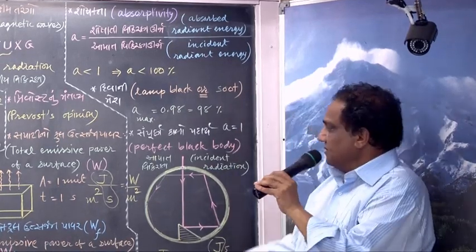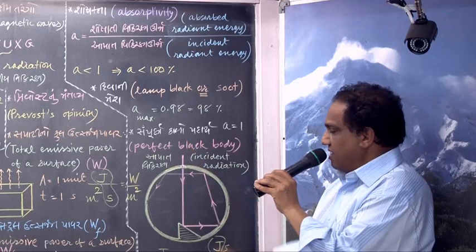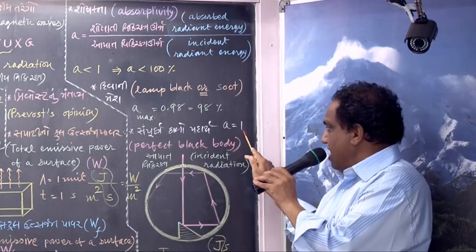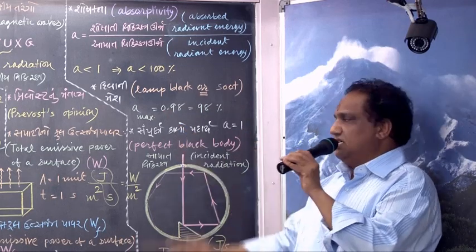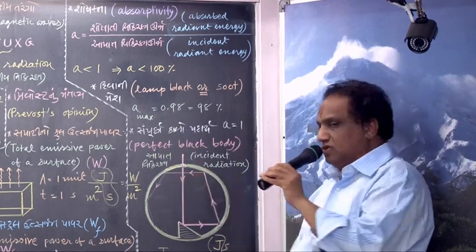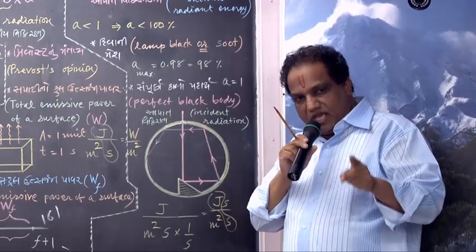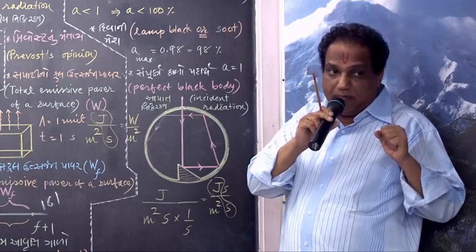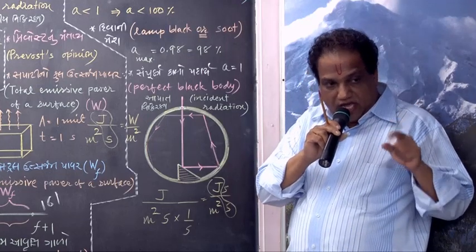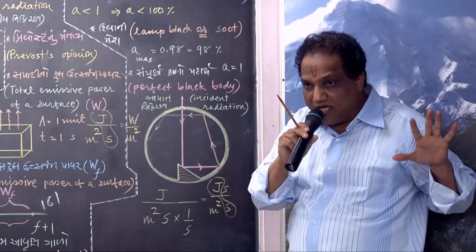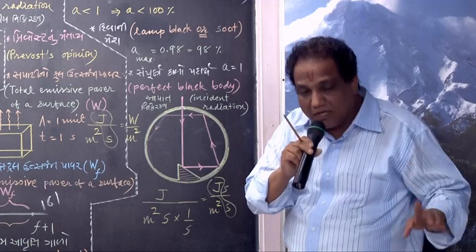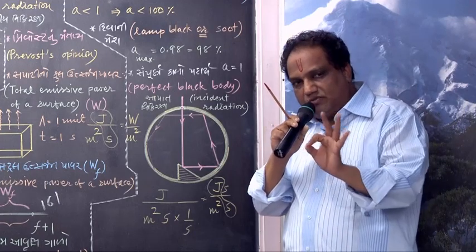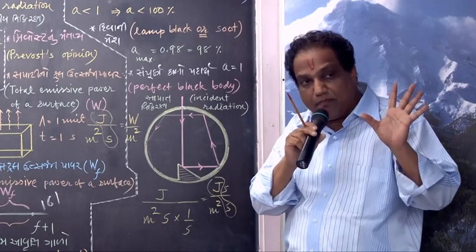Now look, what do you mean by a perfect black body? A body having absorptivity 1 or 100% is called a perfect black body. Actually speaking, we don't have any body in the form of a perfect black body. But theoretically, we can have a thought experiment, and in that thought experiment we will understand very well what you mean by a perfect black body.